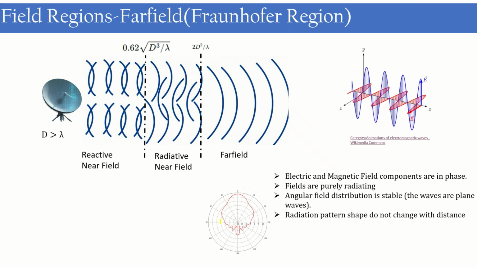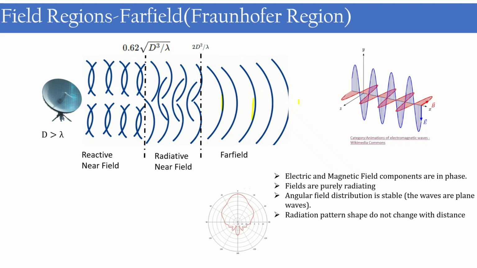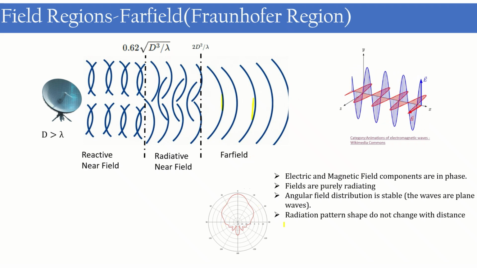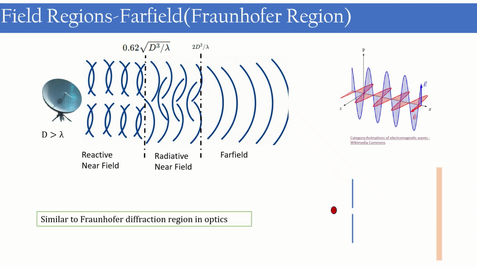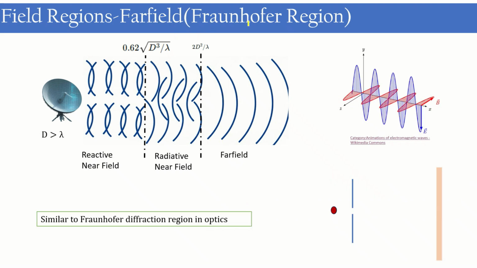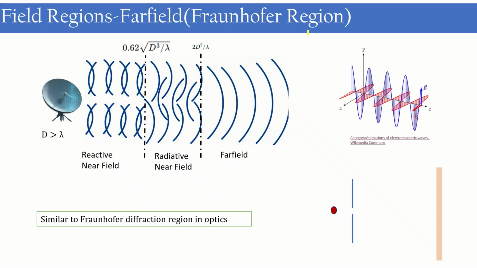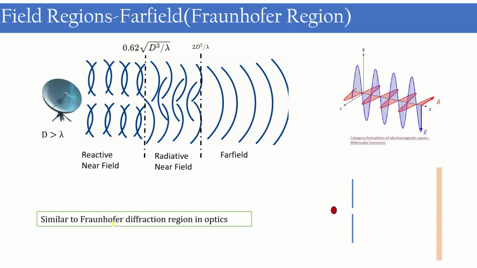So if you are measuring the radiation pattern at this point and at this point, the shape will be the same. There won't be much variation in the shape of the radiation pattern. And let's see why this region is known as the Fraunhofer region, because it is based on the optics region.